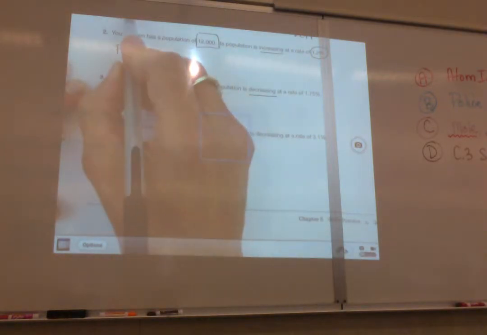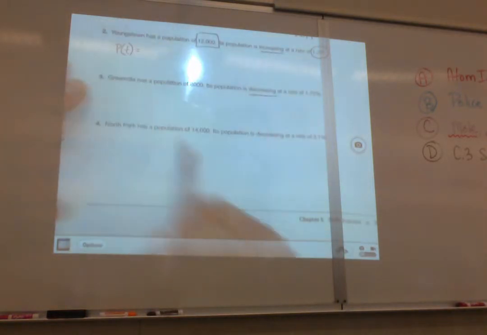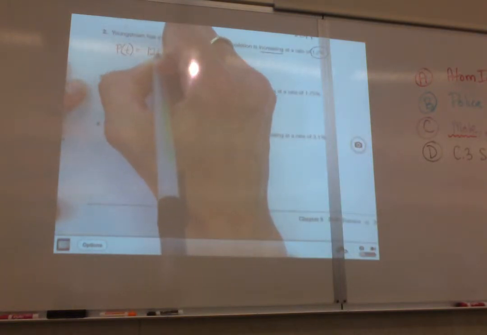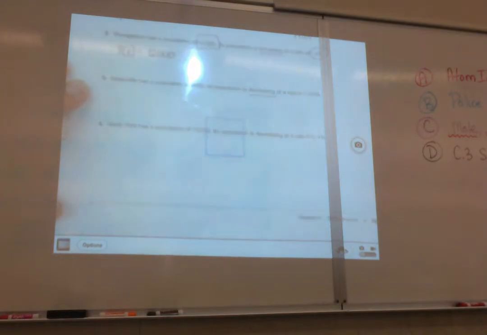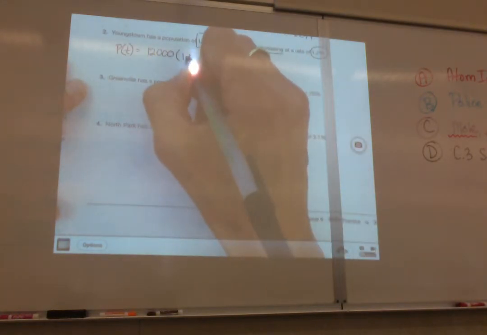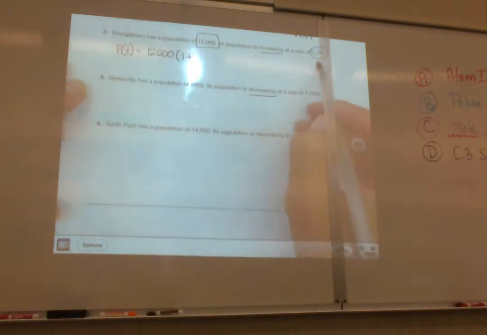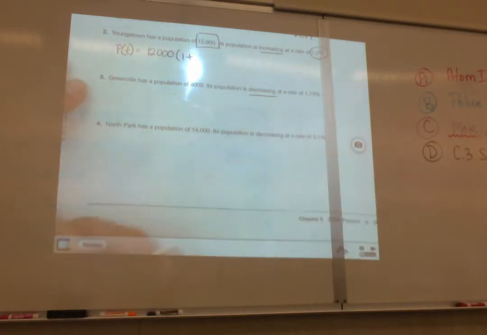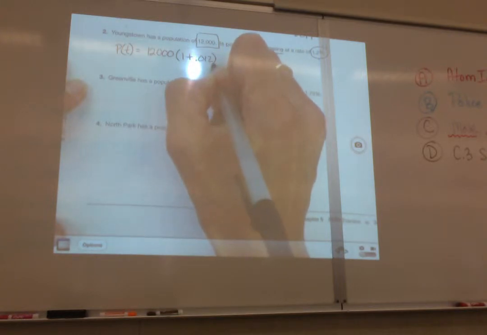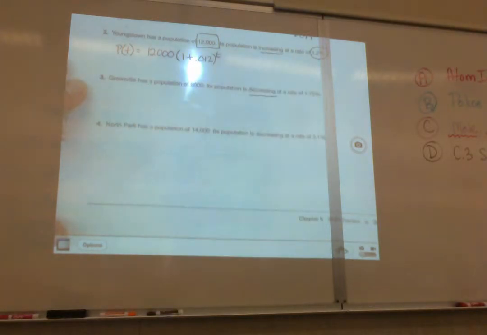Now you don't have to rewrite the formula each time. All of these are the compound problems. You start with P0, 12,000. You're going to times it by 1, and then if it's increasing, it's going to be 1 plus R. Our R is 1.2. Chris V, how do I make that into decimal form? 0.012, and then the T is a tiny exponent raised up high.